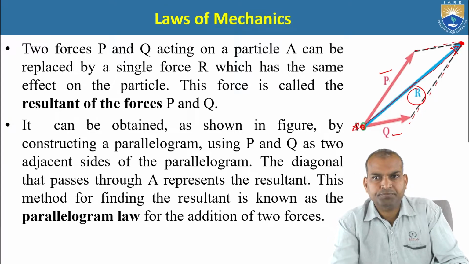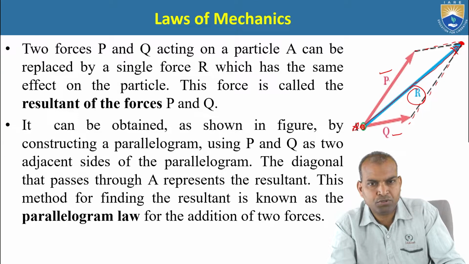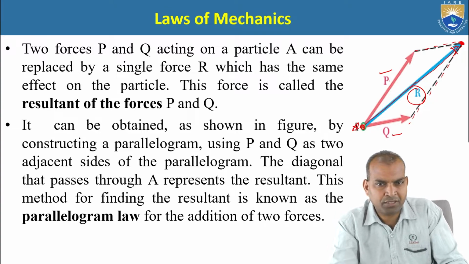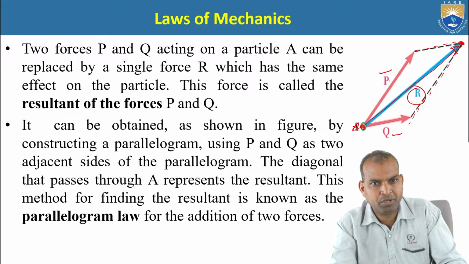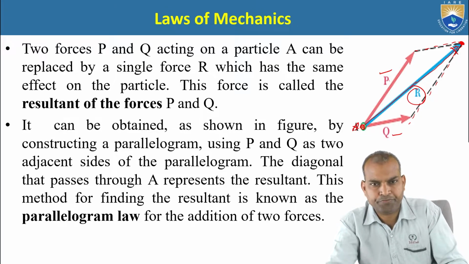So here, we find the resultant force by using the graphical method. That graphical method uses which law? That is the parallelogram law. Why is it the parallelogram law of forces? Because the diagonal of the parallelogram is known as the resultant force of P and Q.